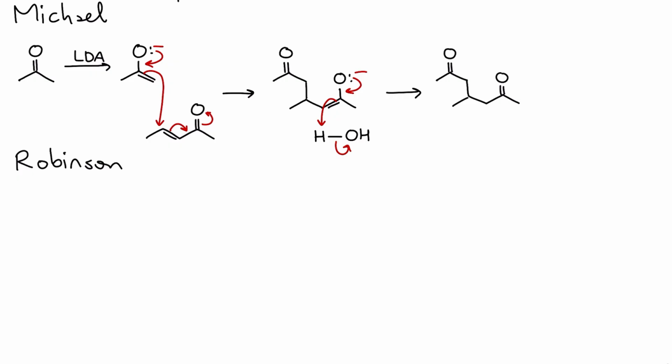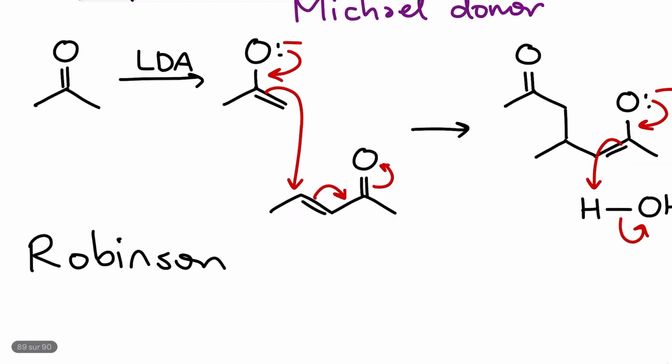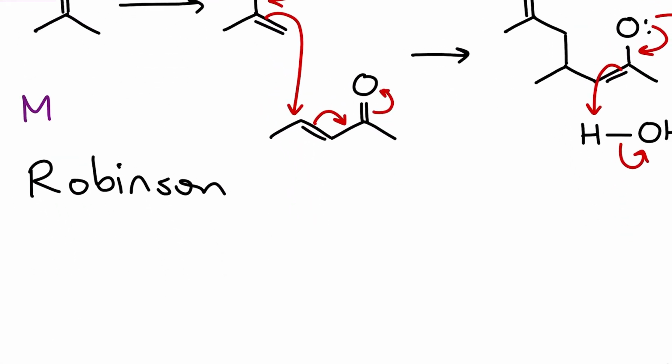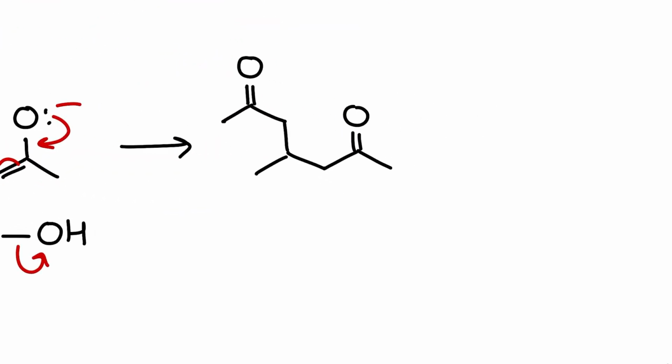And it also has a fancy name for the components involved in the Michael reaction. So the enolate, that is the nucleophile, is called the Michael donor. And the electrophile that's been attacked is called the Michael acceptor. Great. That is the Michael reaction, and this is just, as I said, a 1,5 diketone. It has a 1,5 position related to each other, so 1, 2, 3, 4, 5.